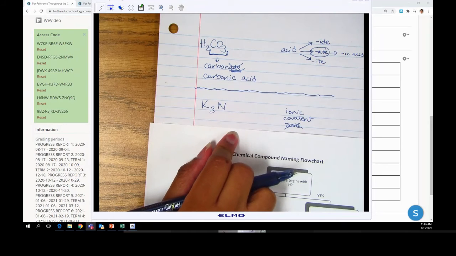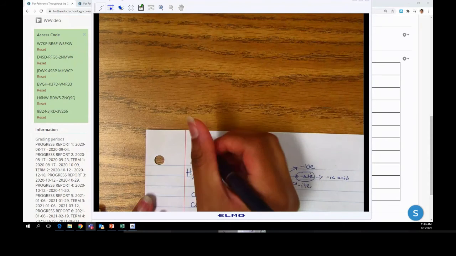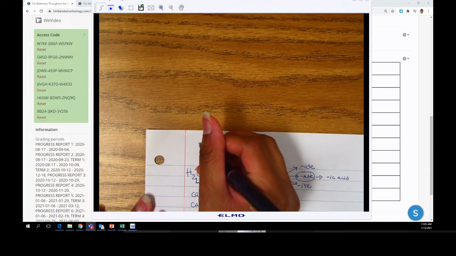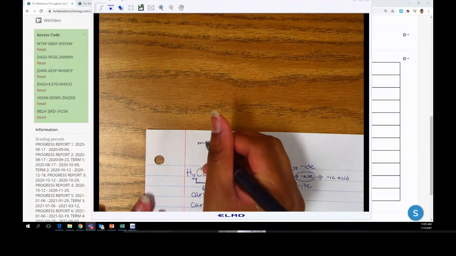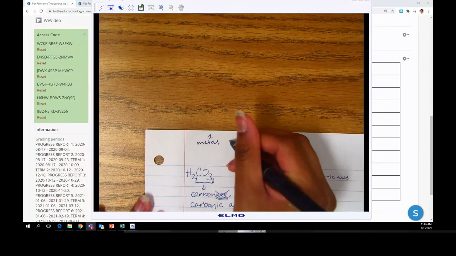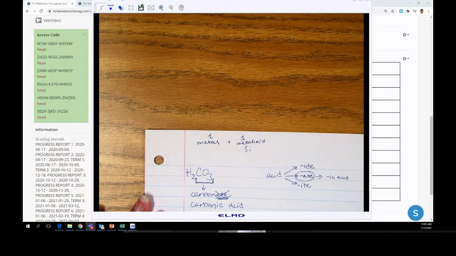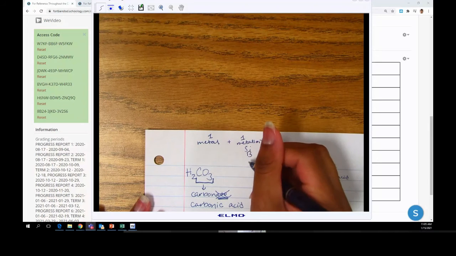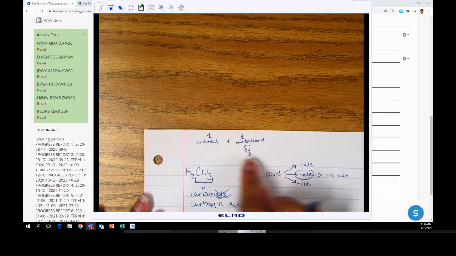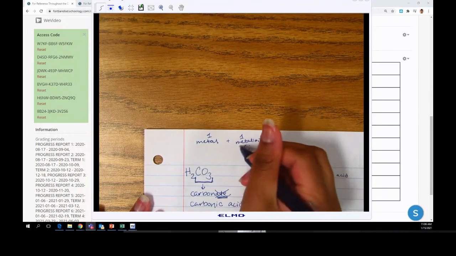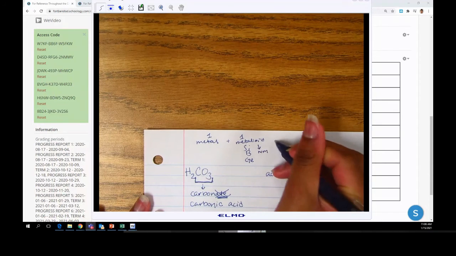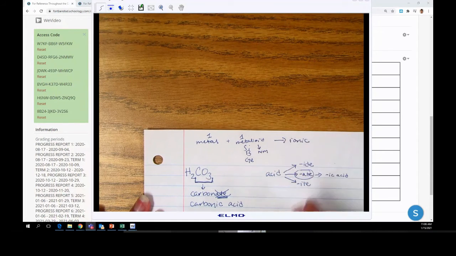I had a question last class. Somebody asked me if we have a metal and a metalloid. So if you've got one metal and then one metalloid, for example, like silicon or boron, or what's another one? I think germanium is one. So if you're seeing one metal and one metalloid, the metalloid is effectively a nonmetal. That means we're looking at ionic bonding, an ionic compound.